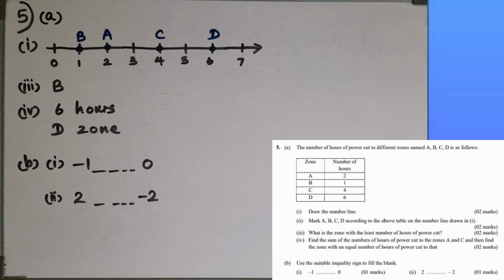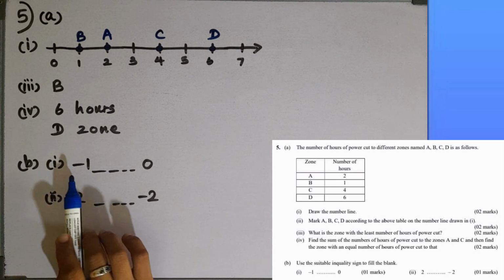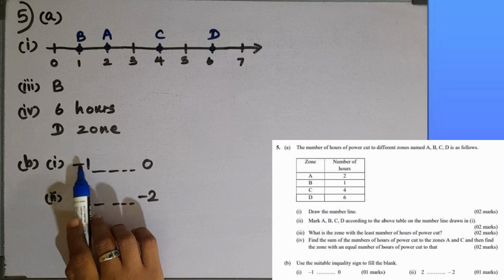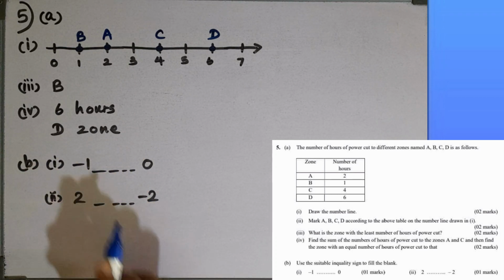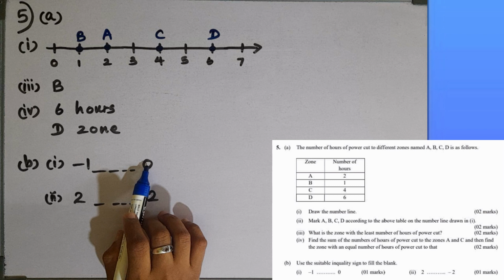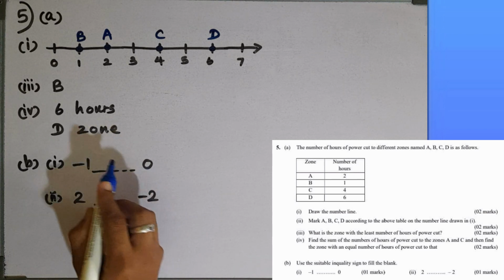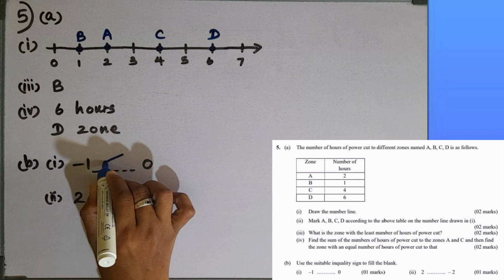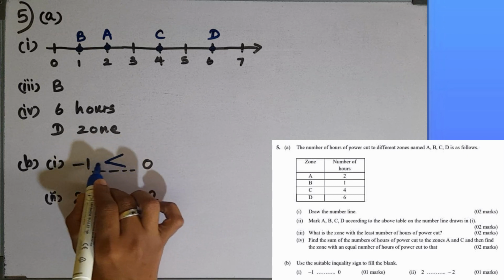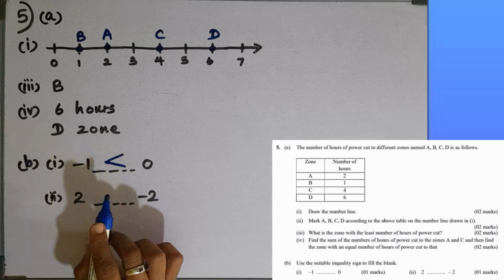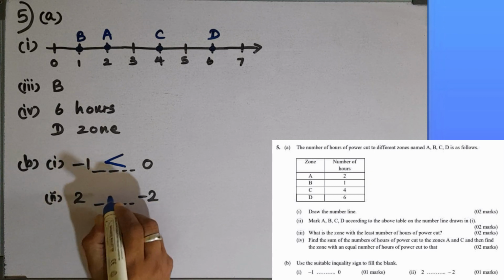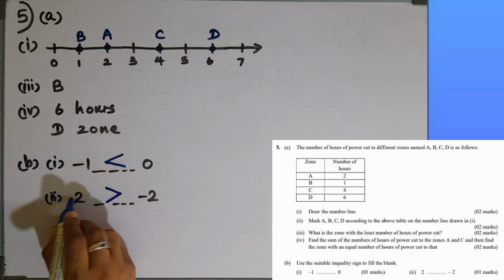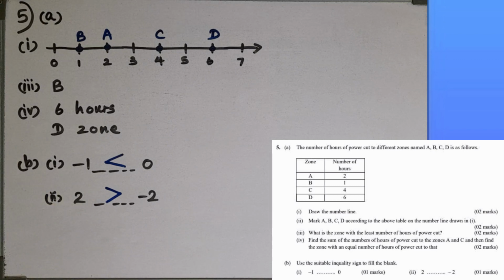What are the inequality signs we are using here? If you take minus 1 and 0, among these two, 0 is the largest one. So the open side goes towards 0 and the pointer should go towards minus 1. Then from 2 and minus 2, 2 is the largest one. Then the open side goes towards 2 here. These are the signs we are using in this.